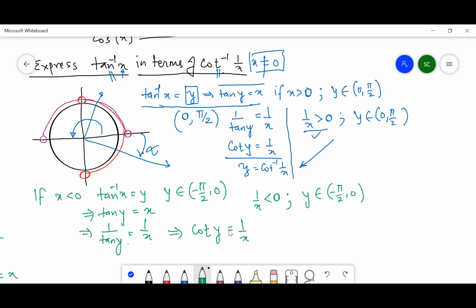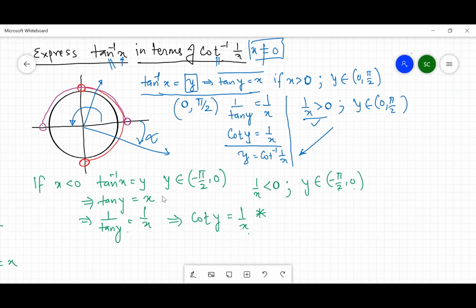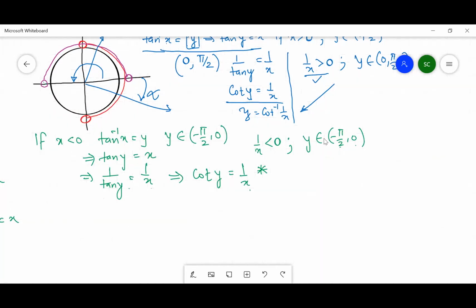here, because if I take cot inverse of 1 upon x, I am not going to land between minus pi by 2 to 0, because cot inverse takes me to 0 to pi. Cot inverse takes me to 0 to pi, and right now the y value is between minus pi by 2 to 0, therefore I cannot take. So you need to understand why you cannot take inverse over here, and therefore I will have to manipulate this so that I will be able to.